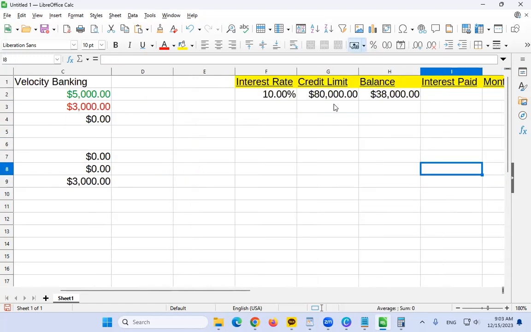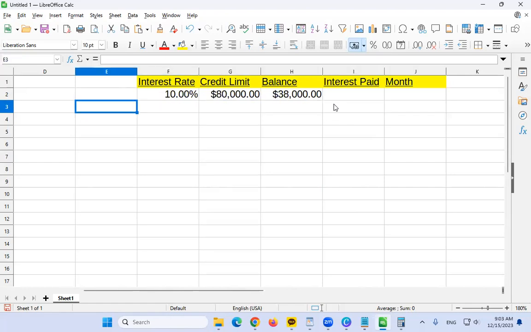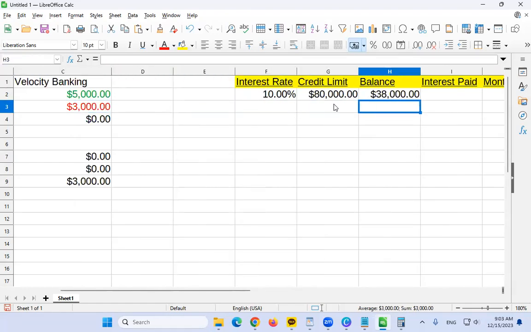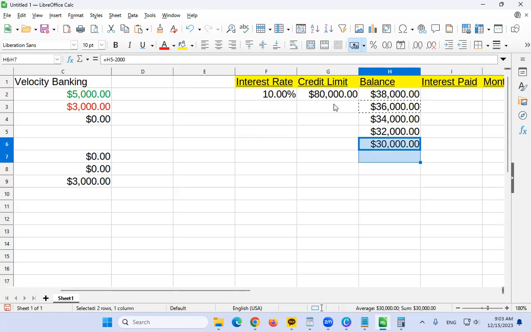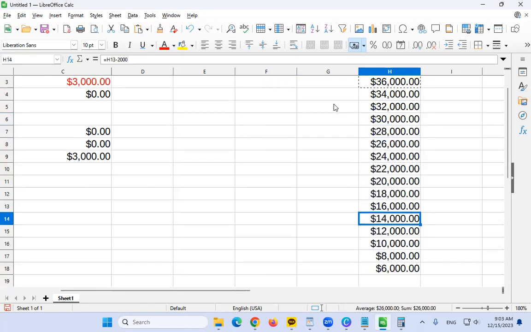Okay, so now let's estimate what the balance is and how long it's going to take to pay it off. What we do is get the previous balance and subtract 2,000, right? And then we just copy and paste the formula. Okay.